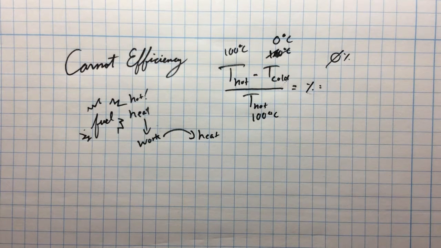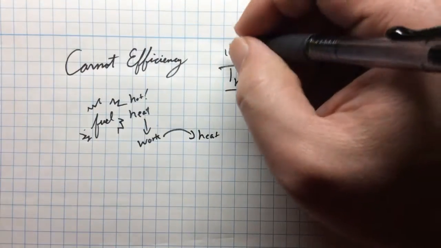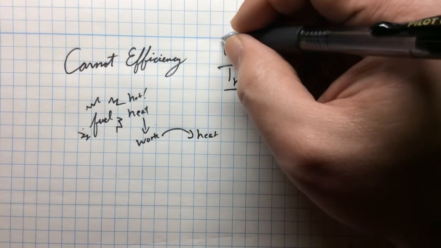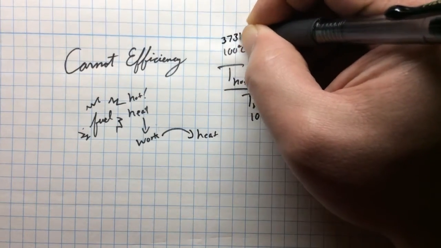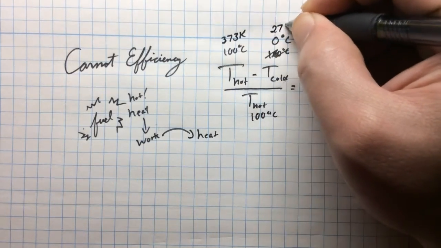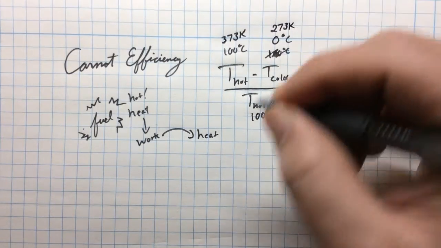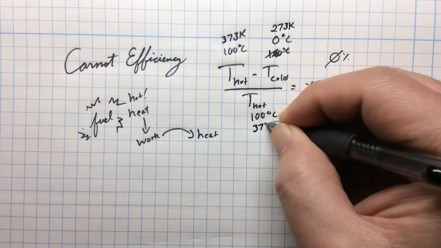We need to change it to Kelvin. So to change it to Kelvin, we're going to take Celsius and add 273 to it. So this is going to be 373 Kelvin, this is going to be 273 Kelvin, and we're going to divide by 373 Kelvin.